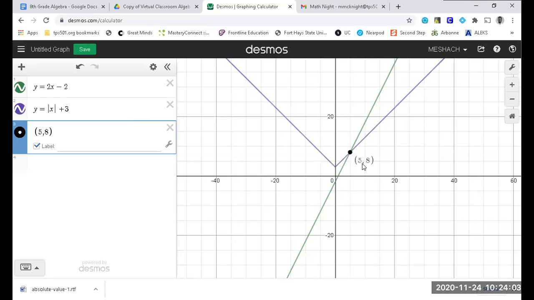If I take 5 and put it in my equation up here, 5 times 2 is 10, and then 10 minus 2 is 8. So my y value is 8. And I could take that same value 5 and put it in my other equation. The absolute value of 5 is 5, and then 5 plus 3 is 8. So they both equal 8 when I put it in, which is why that point refers to the solution of both those equations.